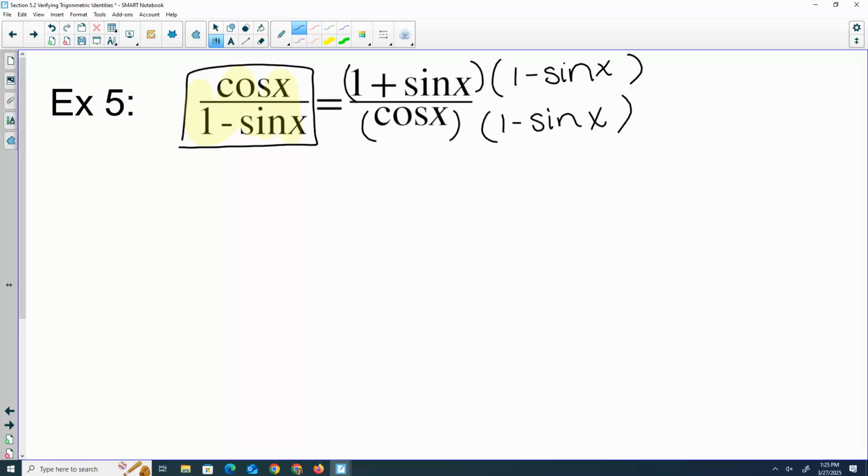On the top, if I do that, I get 1 minus sin x and plus sin x cancel. Minus sin squared x. On the bottom, I could distribute, but I'm not going to, because look at my goal. I want a 1 minus sin x. I'm hoping this cosine will disappear. So I am not going to multiply it through the 1 minus sin x. I'm hoping I can just get it to go away.